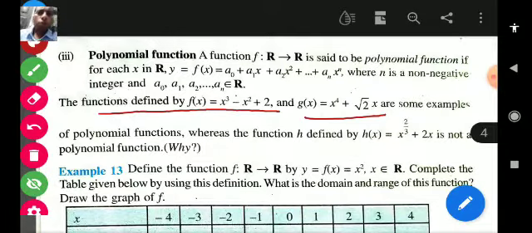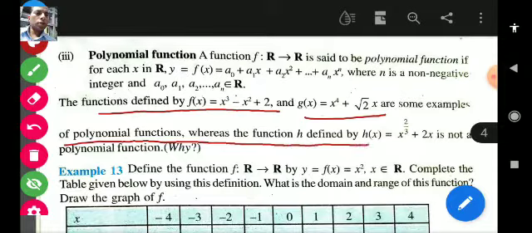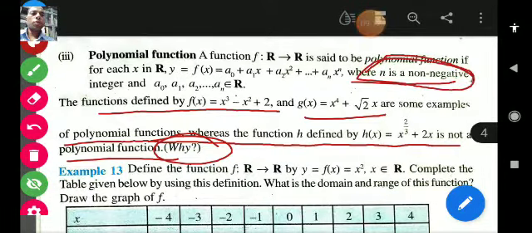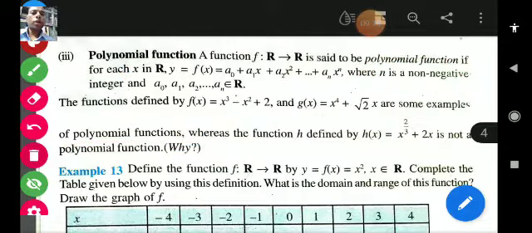Whereas the function defined by h of x equals x to the power 2 by 3 plus 2x is not a polynomial function. Why is it not a polynomial function? Because we have already said in our definition that n will be a non-negative integer, but here it is 2 by 3, which is not a non-negative integer, it is a rational number.